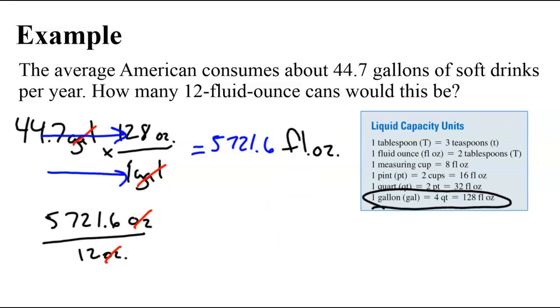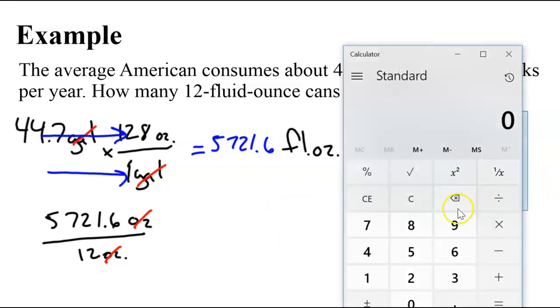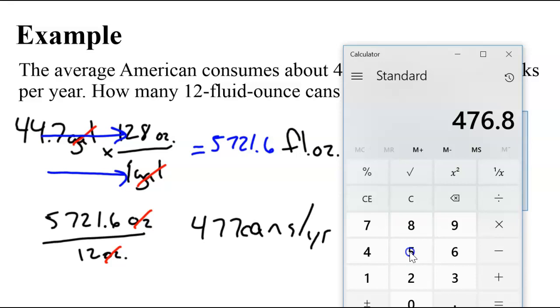And let's look at this, and it says 5,721.6 divided by 12 gives us 476.8 cans. Does that make sense? Does an American drink 0.8 of a can? Probably not. So what we're going to do is go ahead and round this to 477 cans per year, which, again, boy, sounds like a whole lot of pop, but that's what they've come up with.